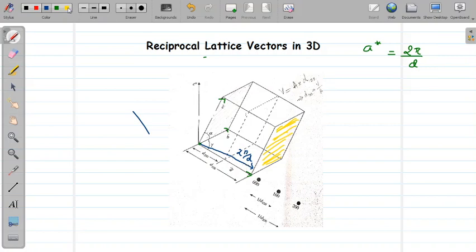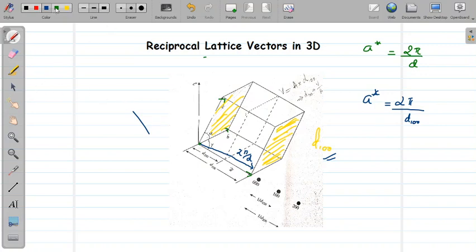Suppose this set of planes, given by these two opposite faces of this unit cell, corresponds to the d100 plane. Then what should be our reciprocal lattice vector? It should be a star equal to 2 pi by d100. This will give you the magnitude of the reciprocal lattice vector. So now let us try to find an equation for d100. If you look at this unit cell, d100 is the spacing between these two opposite planes.